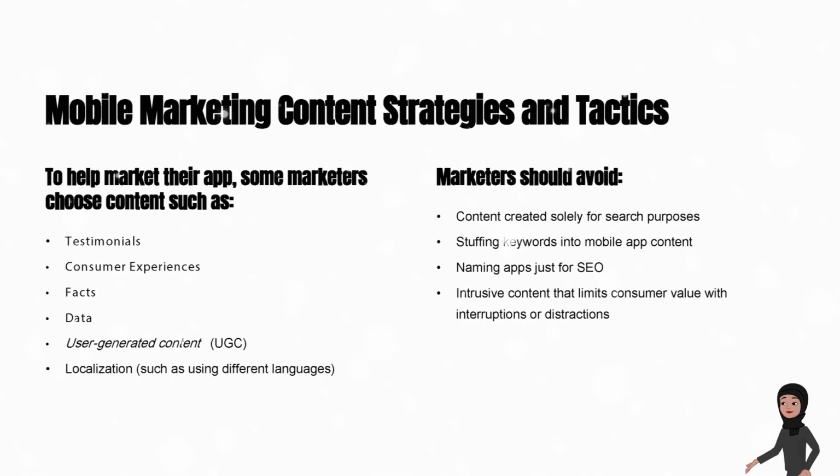On the flip side, there are several traps you need to avoid. Never create content solely to trick search engines, and stay away from stuffing keywords into your mobile app content. Similarly, avoid naming apps purely for SEO purposes. Most importantly, eliminate intrusive content that interrupts or distracts users, as it severely limits the actual value they get from your product. Let's keep the focus on quality.